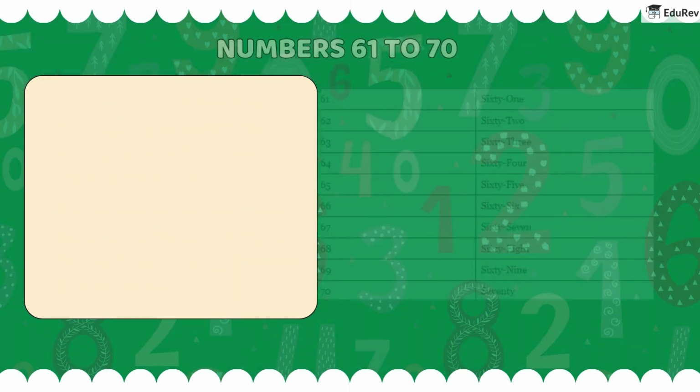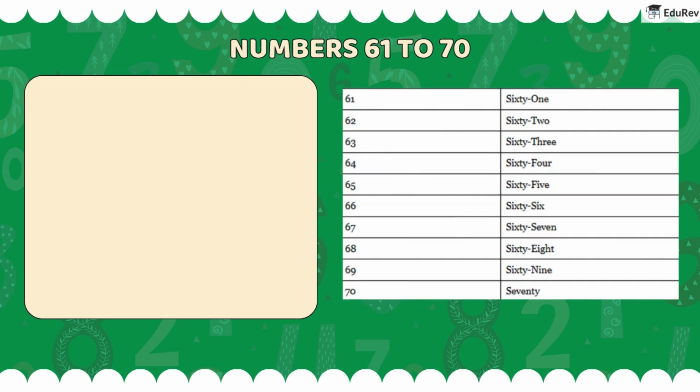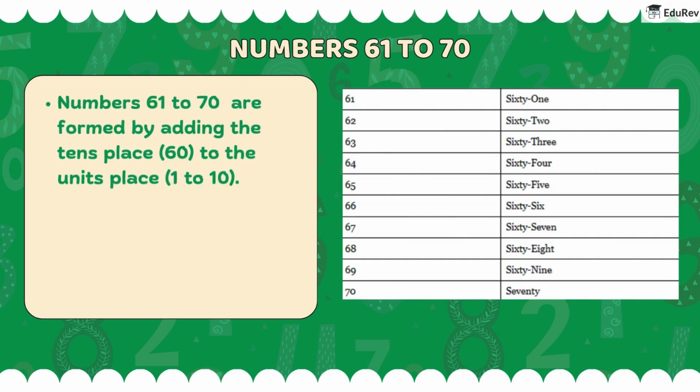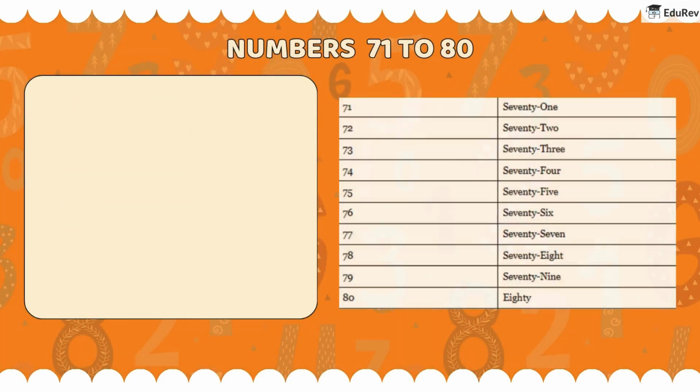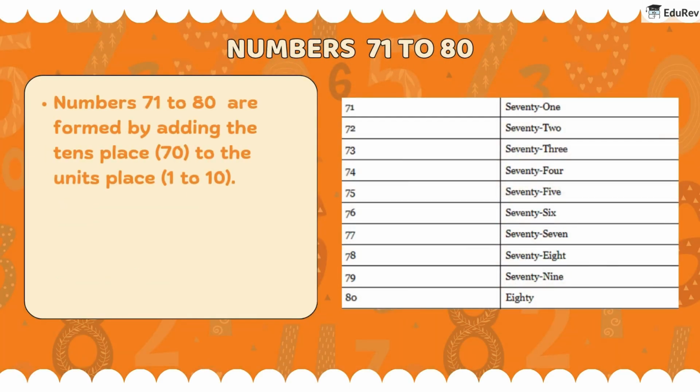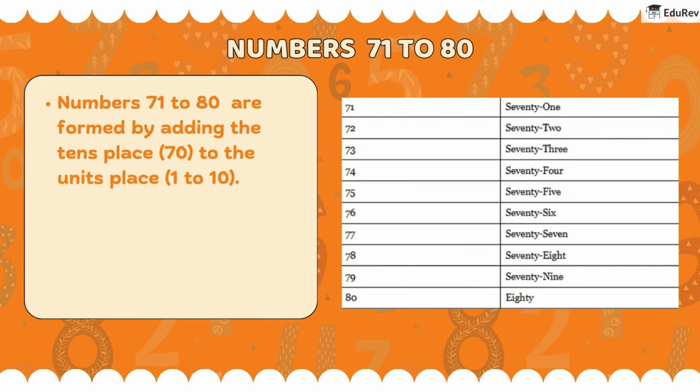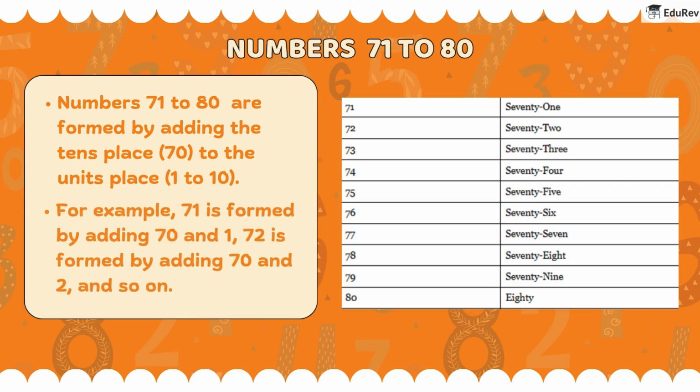Numbers 61 to 70. Numbers 61 to 70 are formed by adding 60 to the units place, 1 to 10. For example, 61 is formed by adding 60 and 1, 62 is formed by adding 60 and 2, and so on. Numbers 71 to 80. Numbers 71 to 80 are formed by adding 70 to the units place, 1 to 10. For example, 71 is formed by adding 70 and 1, 72 is formed by adding 70 and 2, and so on.